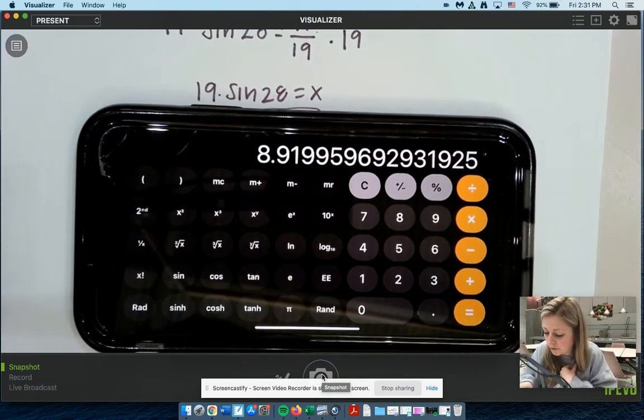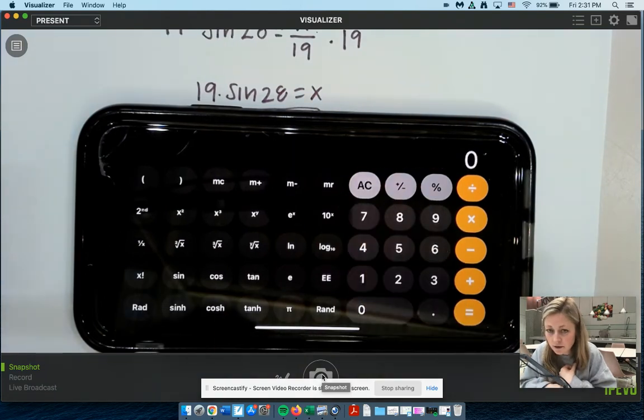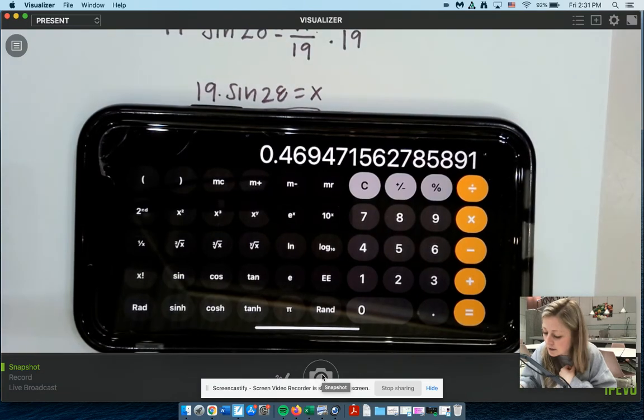Okay, one more time because I messed up the first time. 28, because that's your angle, sine, because that's the trig function we used, times 19. 8.9.